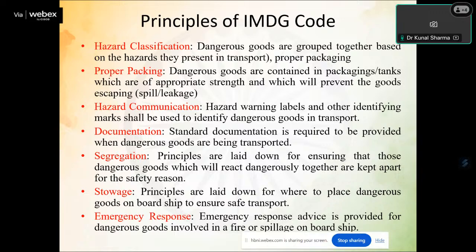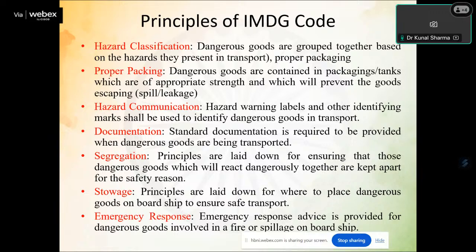Communication, as we have seen in GHS also, hazard communication. Again, it is a big thing and it has the same principle. Warning labels and identifying marks shall be used to identify dangerous goods in transport. If you have visited some docks, you can see different colored codes on ships. Somebody is red, some is purple, some is yellow. As per the coding or placard system, they are coloring the ships, and this is again mentioned in the principles of IMDG.